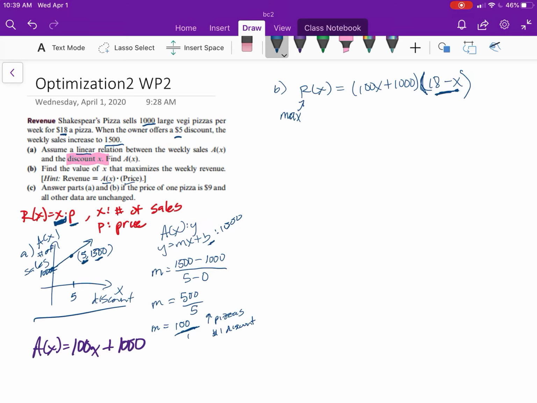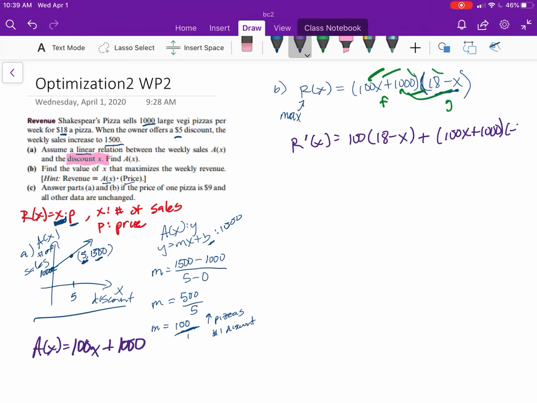All right, now we're trying to maximize this. We can distribute everything out, right? You can FOIL it all out. Or just use product rule, call this f and call this g, and when we do derivative, f prime g, so the derivative of f is just 100 times 18 minus x, plus f, 100x plus 1,000, times the derivative of g, which is -1, right? Derivative of 18 is 0, derivative of negative x is -1.